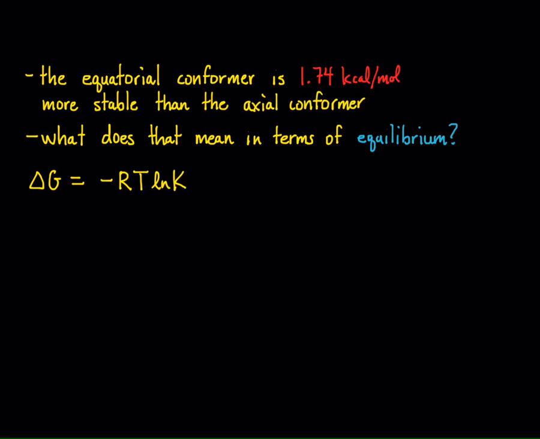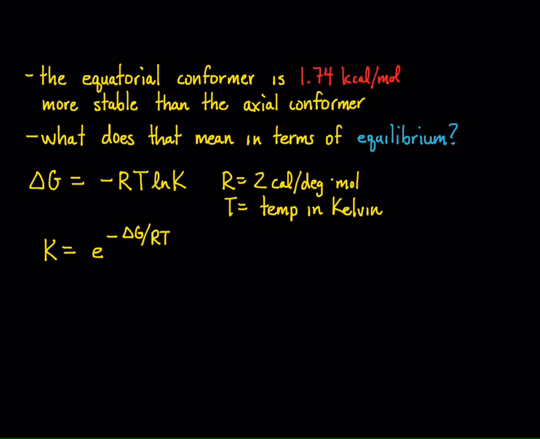But it's related to K, which is the equilibrium constant. So if I know that R is a constant, it happens to be about 2 calories per degree mole, and temperature T is in Kelvin, then I can simply rearrange this equation. I can say that K equals e to the negative delta G over RT. So delta G is the energy associated with it. And so it's very important to get the sign of delta G right, okay?